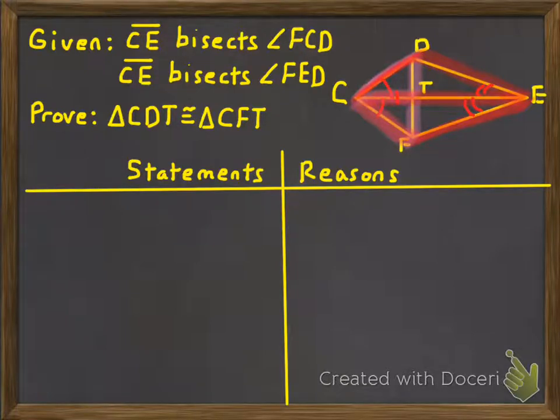Well, this is ultimately where we're going with this. If I can prove that those two red triangles are congruent, then that means that all of their corresponding parts are congruent, doesn't it? And this is going to be helpful because we're going to be able to say, all right, since the red triangles are congruent, segment CD is going to be congruent to segment CF.